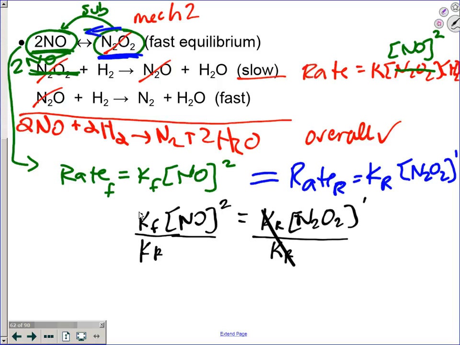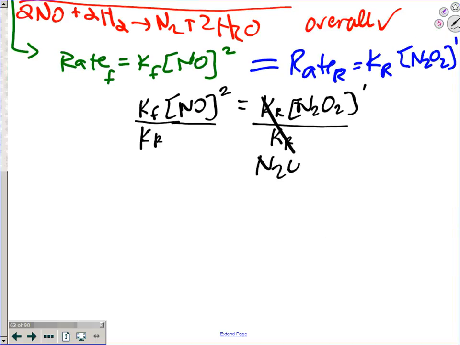Okay? So then dinitrogen dioxide is equal to a cumulative rate law constant. I'm just going to say cumulative rate law constant. I'm not going to call it K forward over K reverse. I'm just going to call it K3, just to designate it's the third K I've listed here, times NO squared.